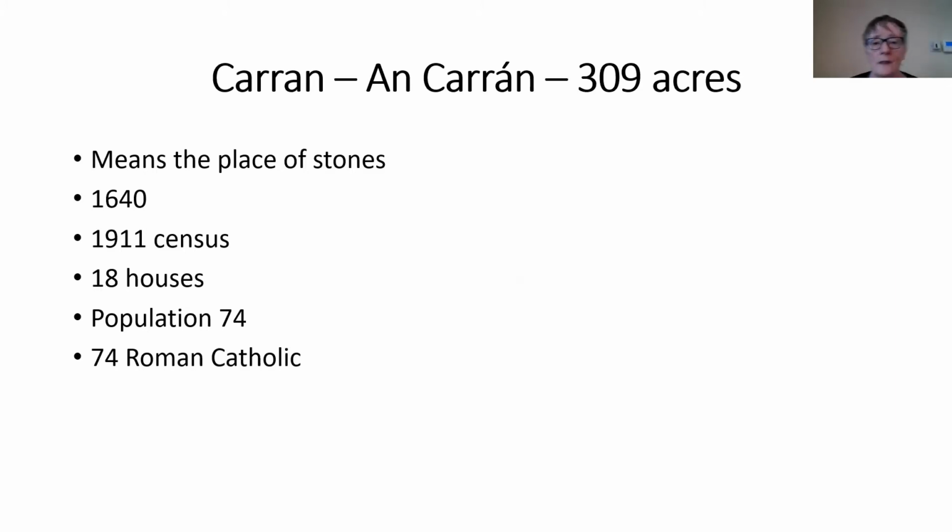So Carron, 309 acres, means the place of stones, and was on the maps in 1640. In the 1911 census, even though it's a bigger townland than the previous one, there were only 18 houses with a population of 74, and 74 of those Roman Catholic.